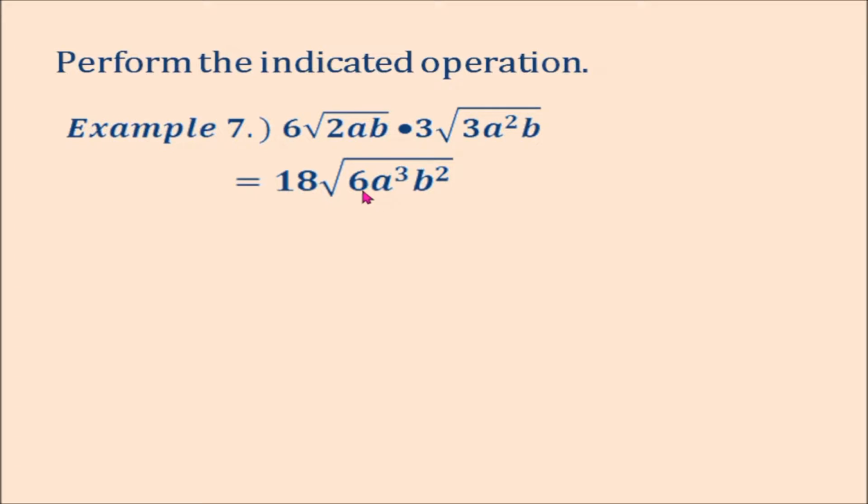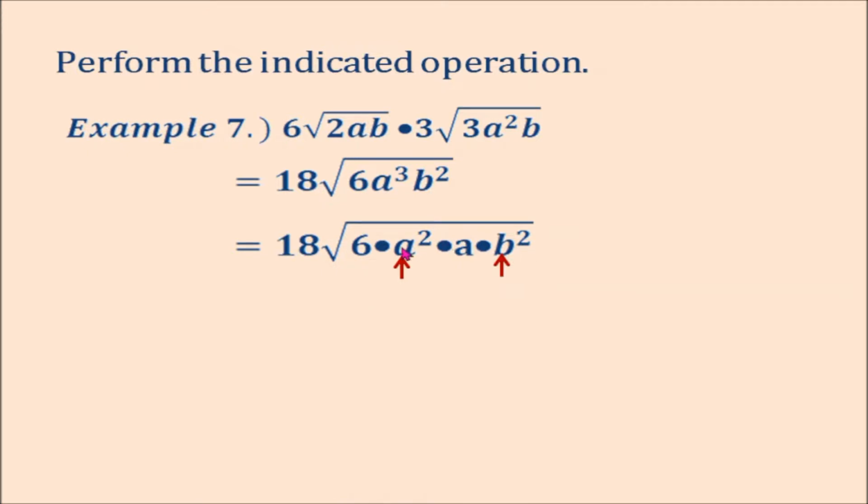Now 6 is not a perfect square. A cubed is not a perfect square, but we can factor a cubed such that one of the factors is a perfect square, and b squared is already a perfect square. So these are the factors. So we have 18 square root of 6 times a squared times a times b squared.